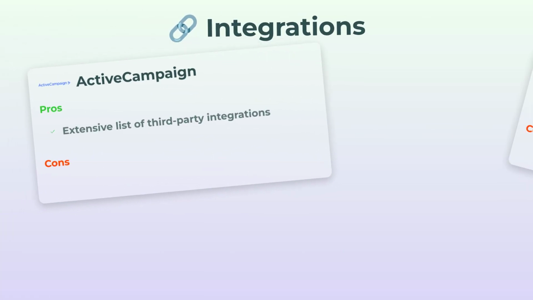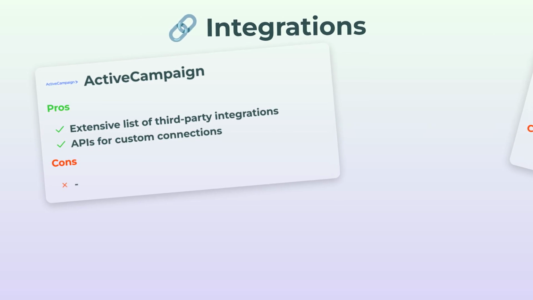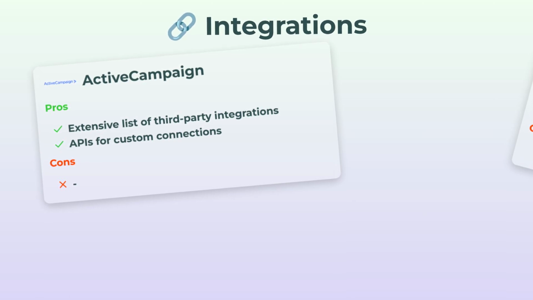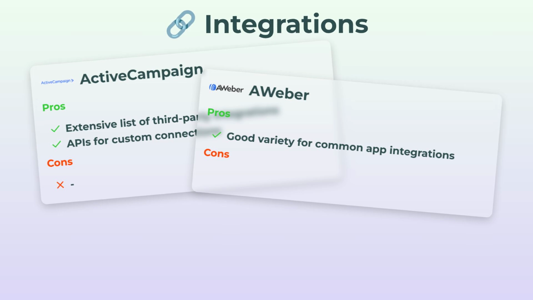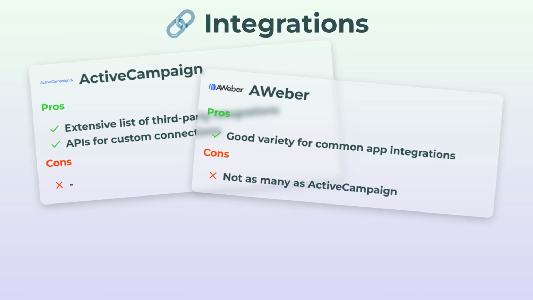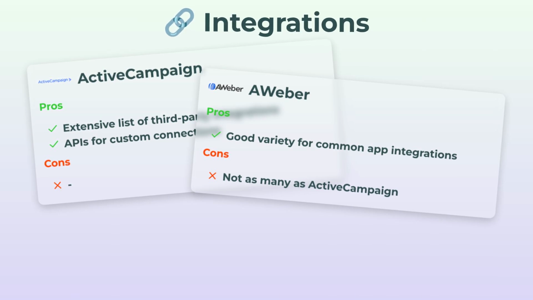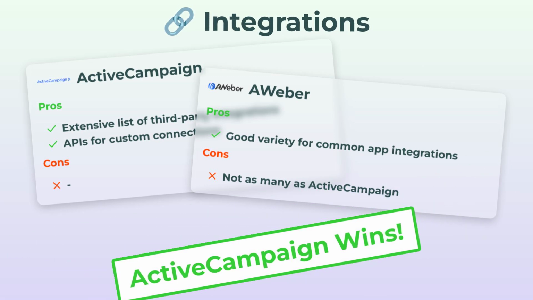Okay, integrations. So, ActiveCampaign really pulls ahead here. A massive list of third-party integrations, plus APIs if you want to roll your own. Like, whatever you're using, chances are there's a hookup. AWeber's got a solid lineup for common apps, don't get me wrong, but it's not quite as extensive. If you want total flexibility, it's ActiveCampaign's win.